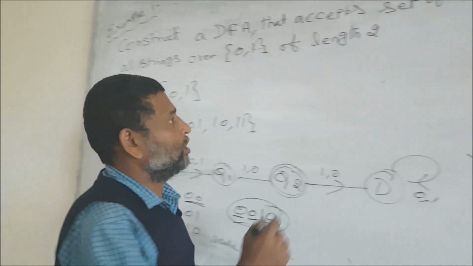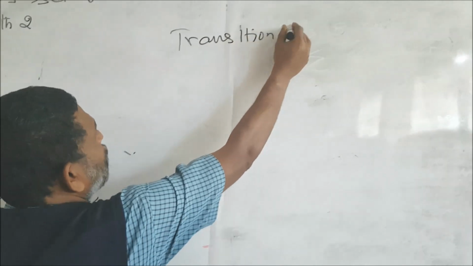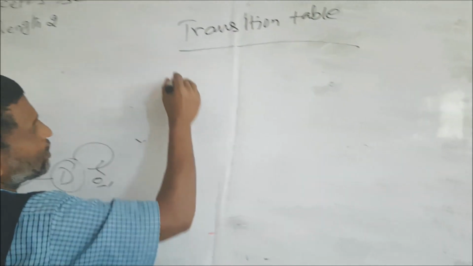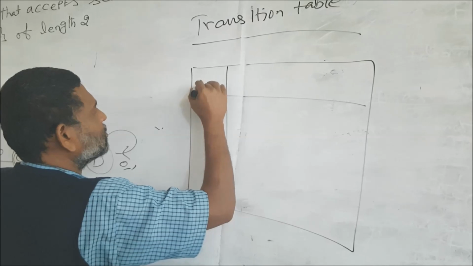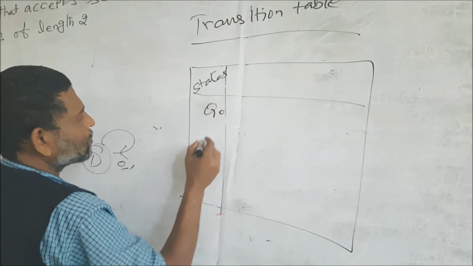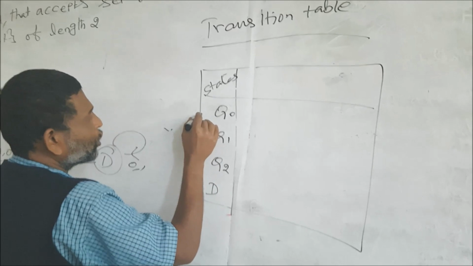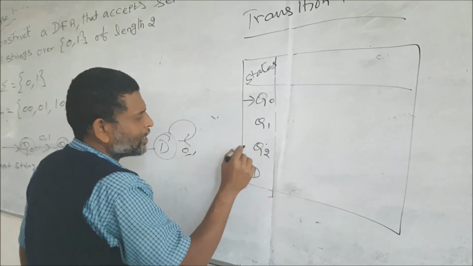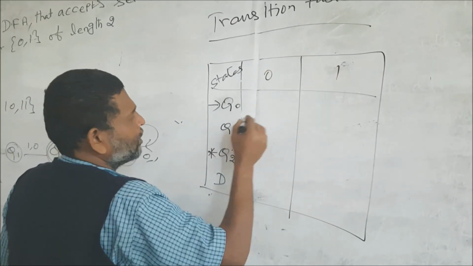Now I am going to draw the transition table. What are the states? Q0, Q1, Q2, D. Q0 is the initial state, so you should mark it with an arrow. Q2 is a final state, so you can mark it with a star. What is the alphabet? 0, 1.